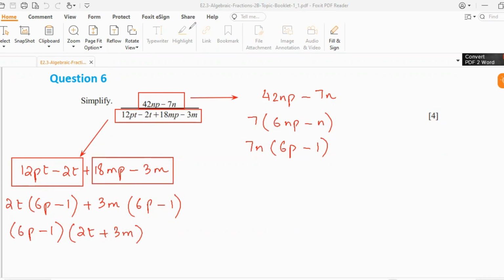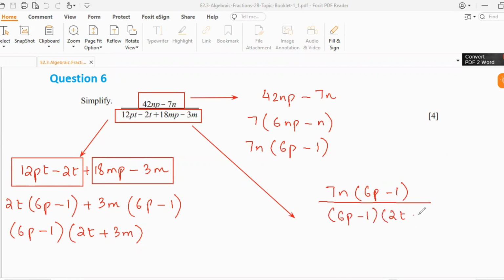Now, if we rewrite this as a fraction, we can put an arrow over here. And what we have is 7n times 6p minus 1 divided by 6p minus 1 times 2t plus 3m. As you can see, both the numerator and denominator have 6p minus 1 present in them. So we can just easily cancel out the 6p minus 1. And what we're left with is 7n over 2t plus 3m. This is your fully simplified form.